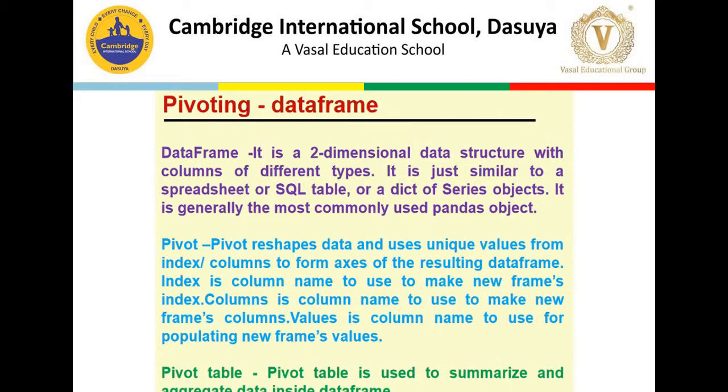So we have already covered what a data frame is. It is a two-dimensional data structure consisting of rows and columns. What the pivot operation does is reshape the data and use unique values from index and columns to form axes of the resulting data frame. A pivot table is used to summarize the data. When we have huge data, we can summarize that and aggregate the data inside a data frame.